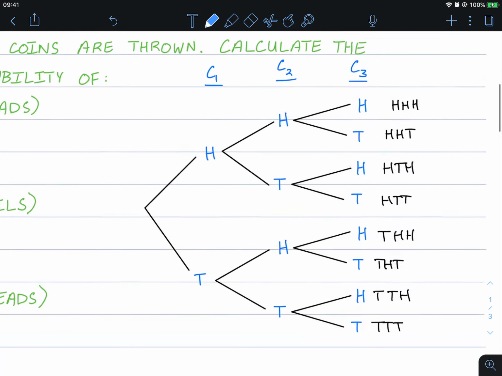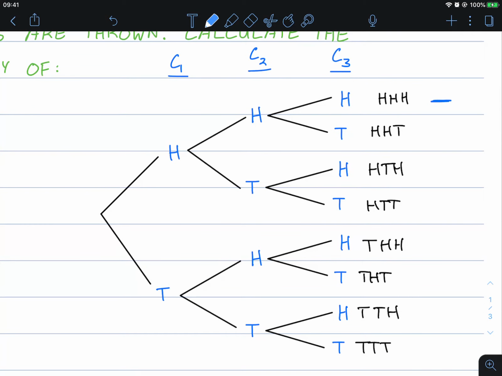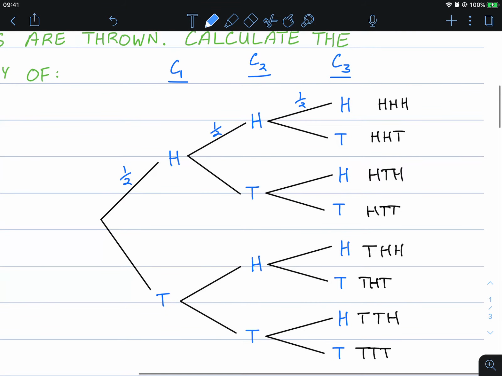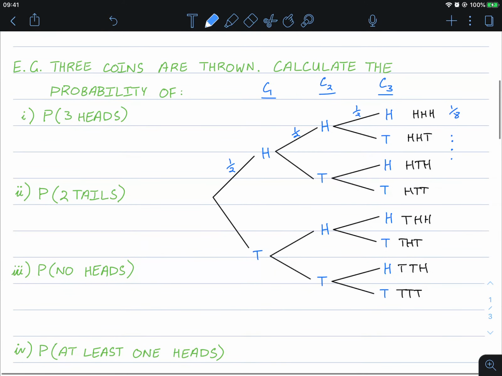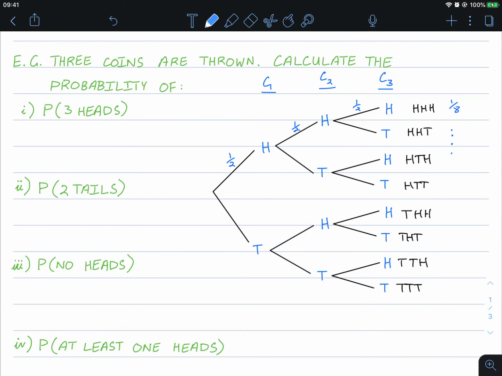Now we could also find the probability of these, which is nice and easy because this is 1/2 for everything here. So if we were to multiply every single probability, so heads is a half, times heads is another half, times heads is also a half. So this is 1 in 8. This is the same for everything here.